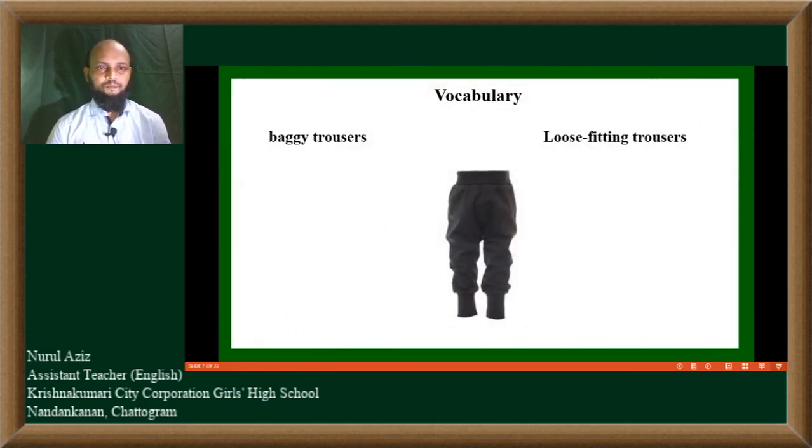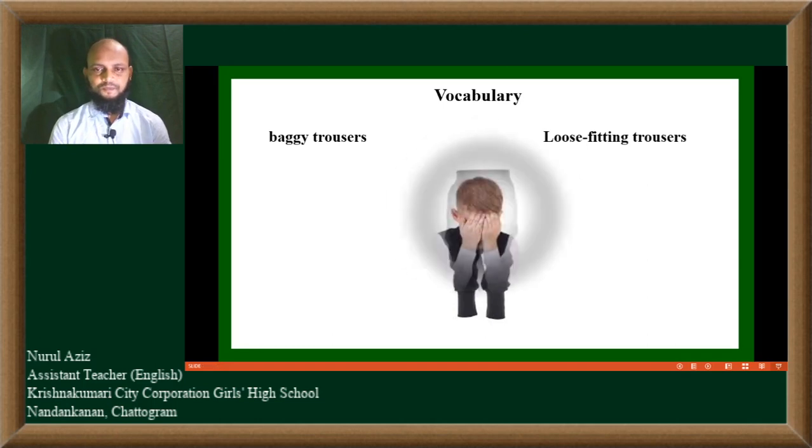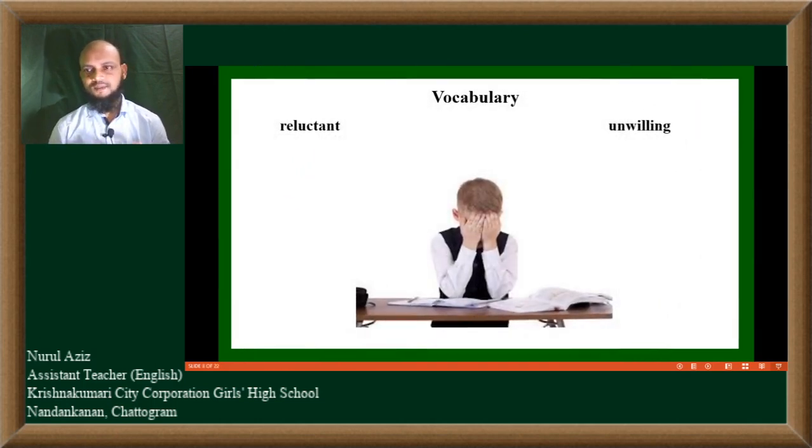Next one, baggy trousers. You see in the picture a trouser. This is called baggy trousers. That means loose fitting trousers. Next one is reluctant. This is an adjective that means unwilling. If you are unwilling to do something, then this is called reluctant. You see, the boy is reluctant to study. He doesn't like to study now, so we can call it reluctance.